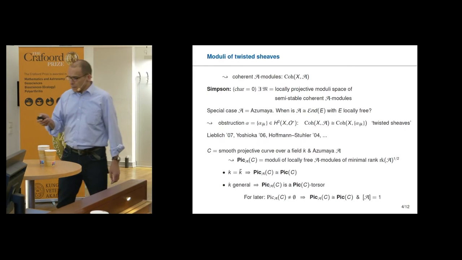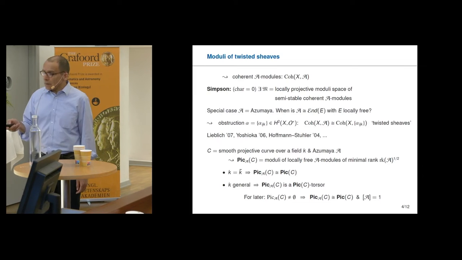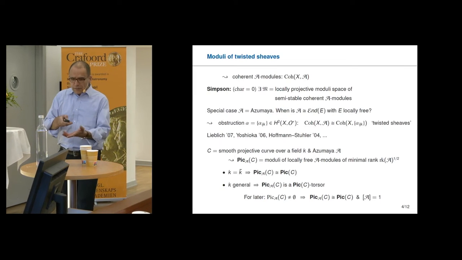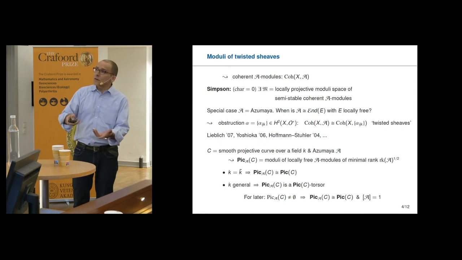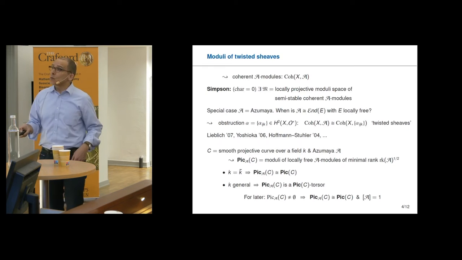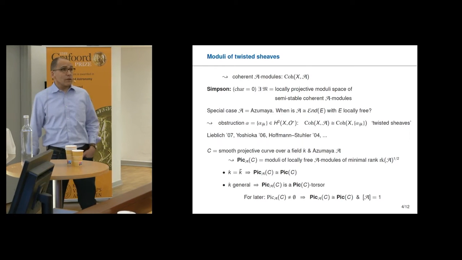For later, I remark here, very similar to the case of the various components of the Picard variety on the curve before, you can argue that if there really exists a locally free sheaf of this form, so if this set is non-empty, then these two spaces are isomorphic, and then the Brauer class, which I'll talk about in a minute, of the Azumaya algebra will be trivial.